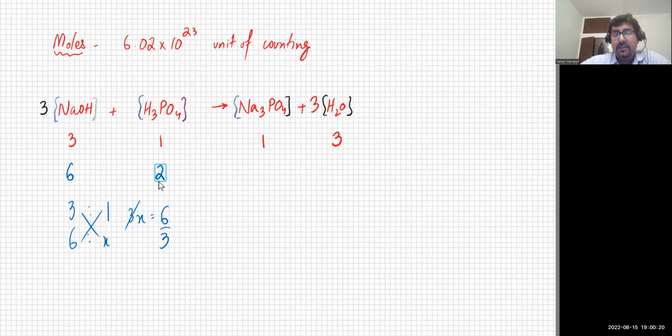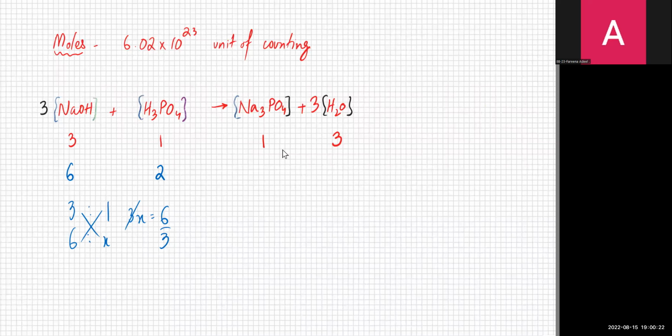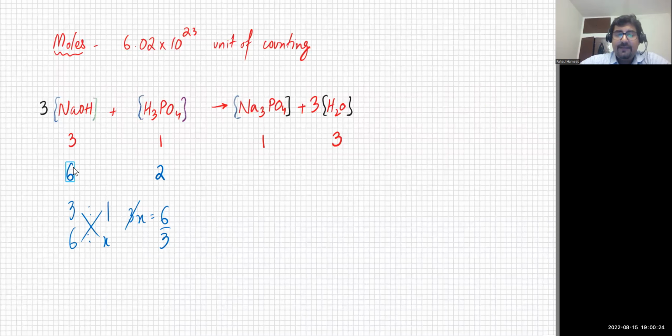Similarly, if I want to find out, if 6 NaOH are reacting, how much of this thing will be produced? So 3 produces 1, 6 will produce how much? So I'm going to use ratios again. So I know that 3 of NaOH produce one of this. So 6 of them will produce how much? So again, it's going to come out to be the same thing. X would come out to be equal to 6 by 3, and that's going to give you 2.